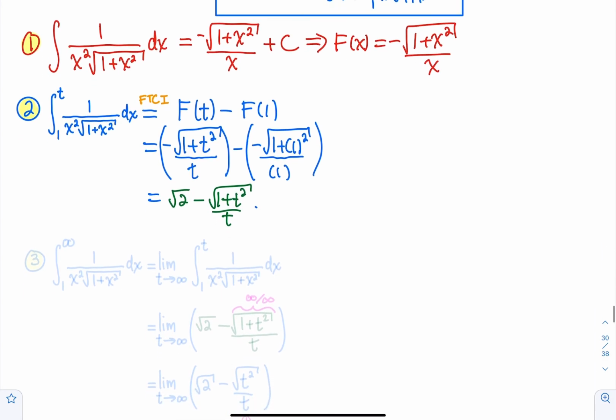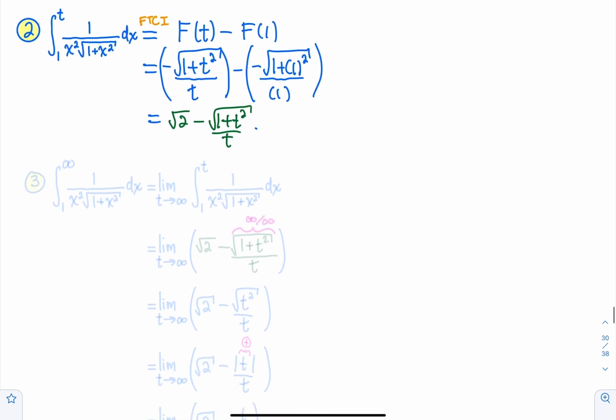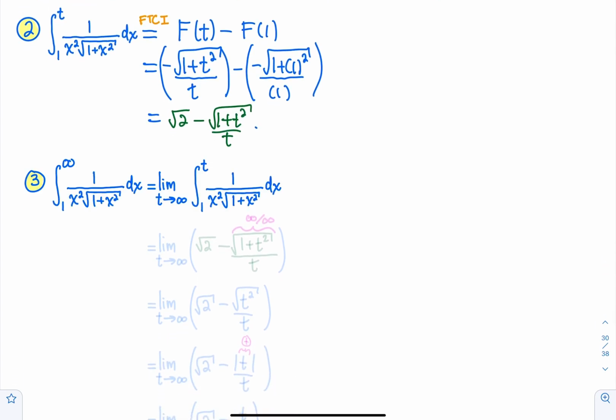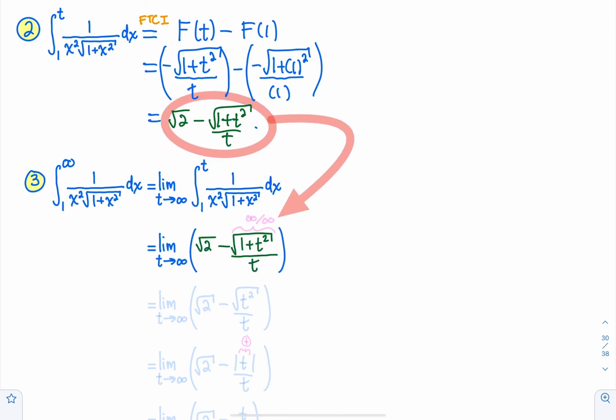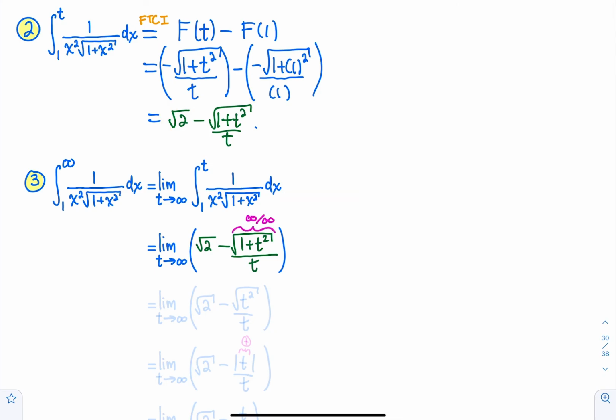And now the last step, we go back to our definition of our improper integral. But now we know that the definite integral from 1 to t of 1 over x squared square root of 1 plus x squared can be replaced by the function that we just freshly computed. So this will become the limit as t goes to infinity of the square root of 2 minus the square root of 1 plus t squared over t. Now, sadly, if you plug in infinity right away, for the second term you're going to get infinity over infinity.